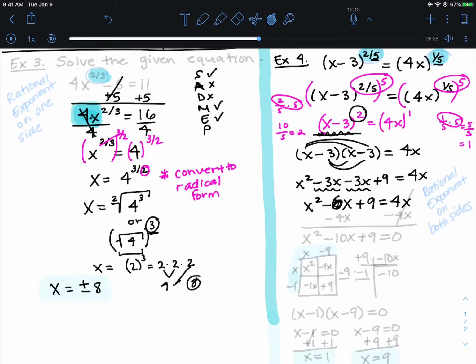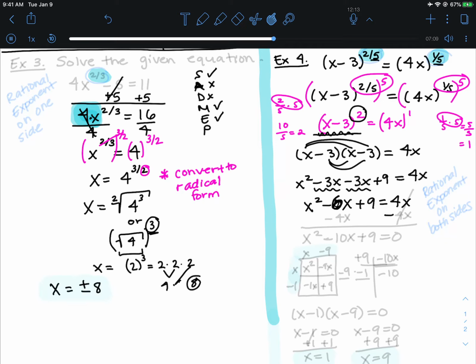Okay, now I want to make sure that this equation is equal to 0. So the easiest thing for me to do would be to get whatever's on the right side and move it over here to the left side. That means I would have to get rid of this 4x, so that my equation can equal 0. That way you can solve this using tic-tac-toe or the tabular method.